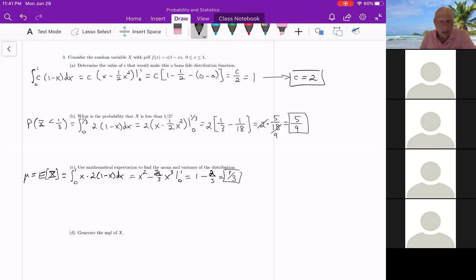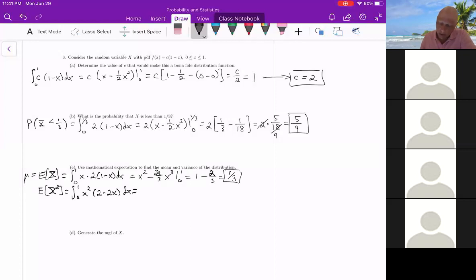And so now we need to get the variance. The variance uses the mean, but it also uses the second moment. So hopefully for those of you that made it past this part, you started tackling that one. The expected value of x squared is the second moment. So this is the integral from 0 to 1 of x squared times 2 minus 2x, or 2 times 1 minus x.